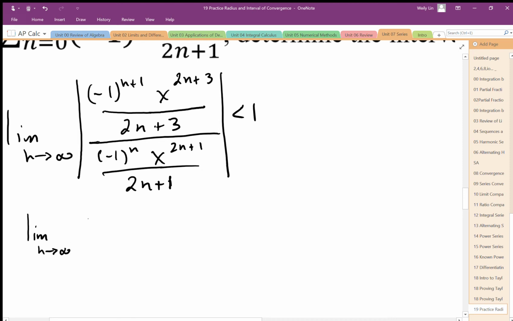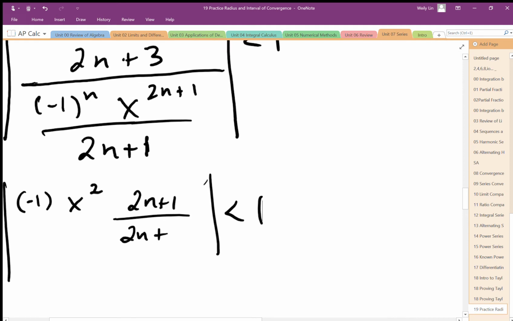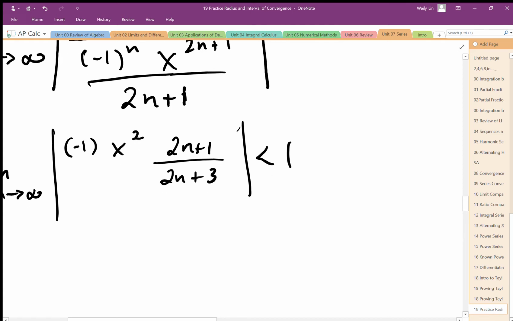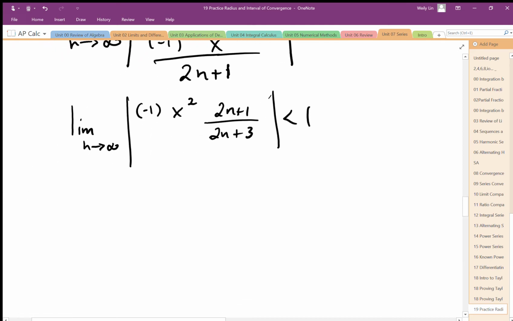Okay, so then we have (-1). This is going to be x to the power 2n plus 3 divided by x to the power 2n plus 1, which leaves x squared. And then for the sequence part of it, it's going to end up being 2n plus 1 in the numerator, 2n plus 3 in the denominator, and we're going to let the limit of that go to infinity. Well, 2n plus 1 over 2n plus 3 as the limit goes to infinity is going to end up just being 1. Okay, so then when we put that in, we can evaluate the limit now. So the absolute value of x squared is less than 1.